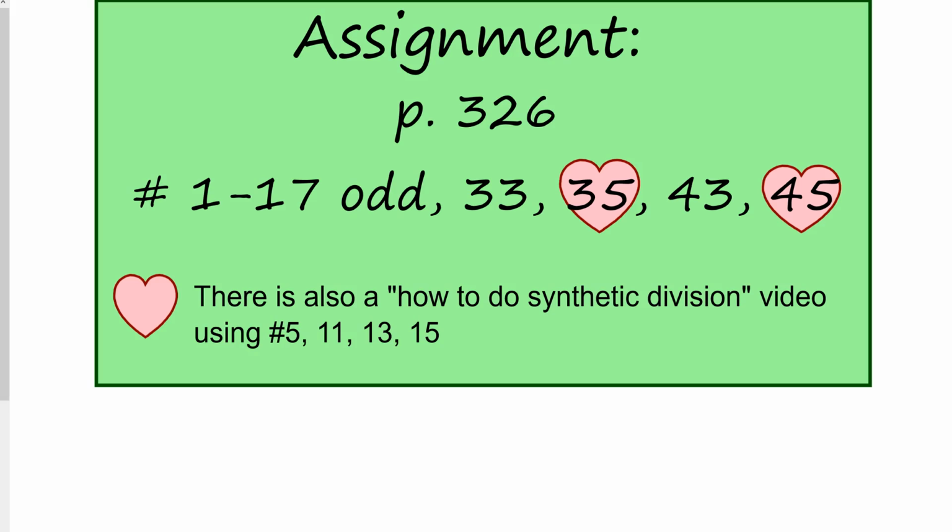Okay, here's our assignment. You're going to be doing a lot of synthetic division. I hope you have fun with that. If you're struggling with getting your synthetic division to work, I have made another tutorial video on how to do synthetic division, and it uses problems 5, 11, 13, and 15 from the homework. It will be located with the tutorial videos on Canvas, where I write the assignment down and then have links to the tutorial videos. There's also a video for 35 and 45.